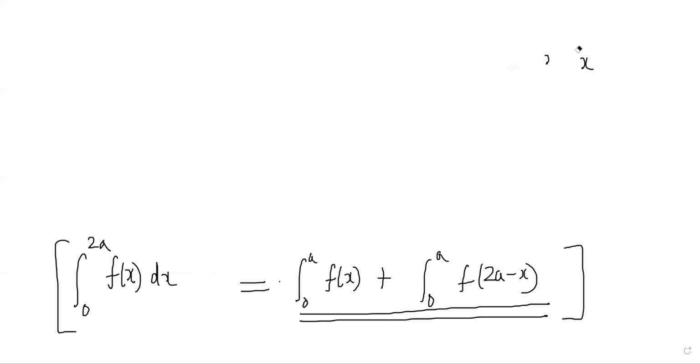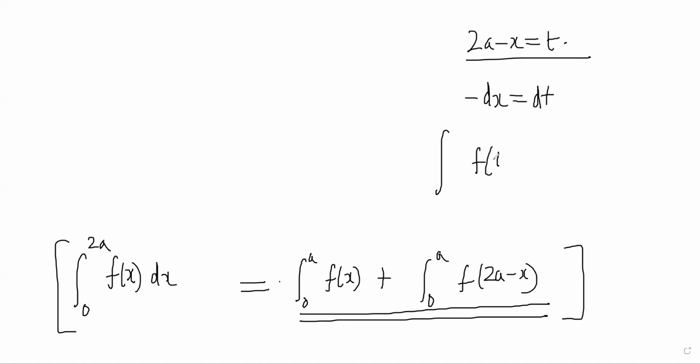Sir, we can take 2a minus x equals t. Okay, what will happen then? And minus dx equals dt. And then we can change the variable. Sir, you told me in the beginning that it will reverse. It will become f of t. Here it was dx, so minus dx will become minus dt, right? Yes, sir.